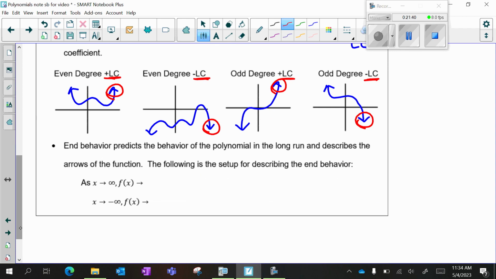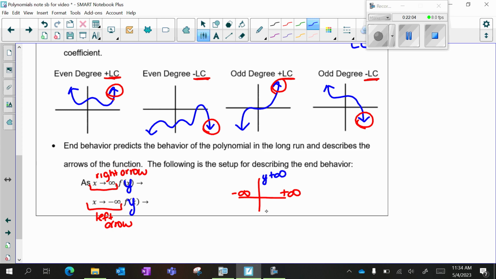End behavior, here's your notation for it. Remember that as x goes to infinity, that's talking about your right arrow because x's are left and right, so the right side is positive infinity. As x goes to negative infinity, that's your left arrow. And then f of x is like y. You want to know where the y value is pointing. If it's pointing up, it's going to positive infinity. If it's pointing down, it's going to negative infinity.